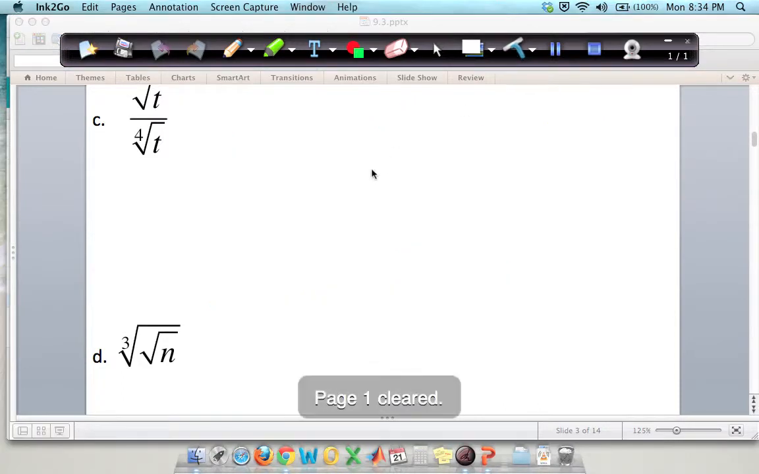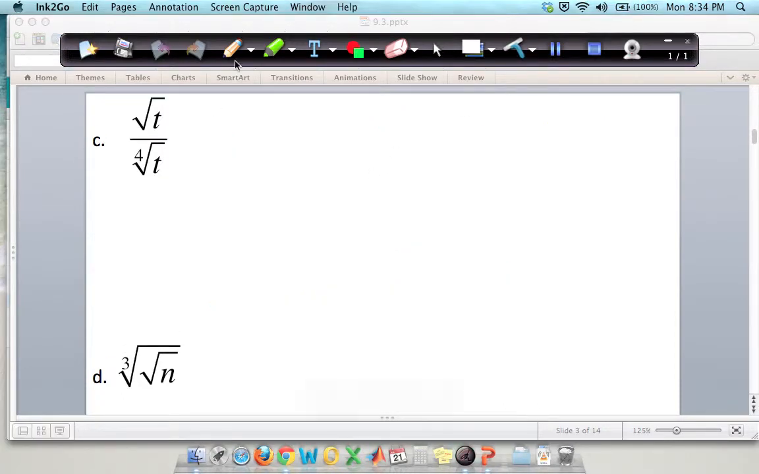Okay, let's simplify a couple others. C is very similar to the one we just did, except it's division instead of multiplication. So again, I'm going to rewrite this. This is t to the 1/2, and in the denominator we have t to the 1/4. When you're dividing with the same base, you subtract your exponents. So 1/2 minus 1/4 is 1/4. Again, you can leave it as t to the 1/4 or the 4th root of t.